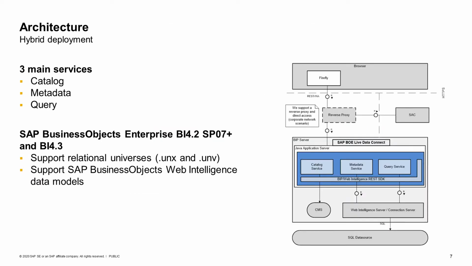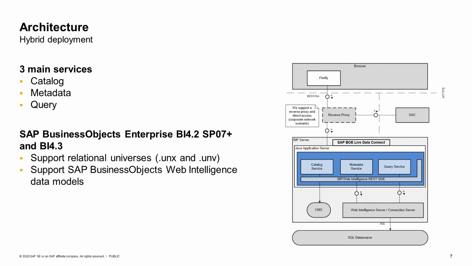Let's go now to a more detailed view of the architecture. So to use Live Data Connect for BusinessObjects in SAC, you only need to install the LDC add-on on top of your BOE system. This add-on is a BusinessObjects component that can be easily downloaded from the SAP Marketplace. With Live Data Connect 3.0 released this summer, we have extremely simplified the installation and configuration steps needed to install LDC. All the configuration parameters are now centralized in one place, and this makes the process very easy and smooth.